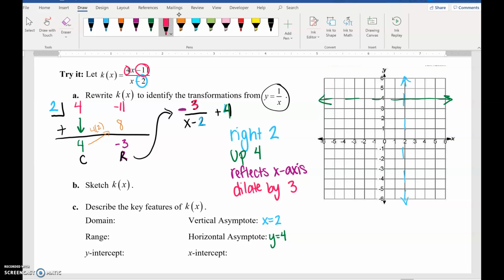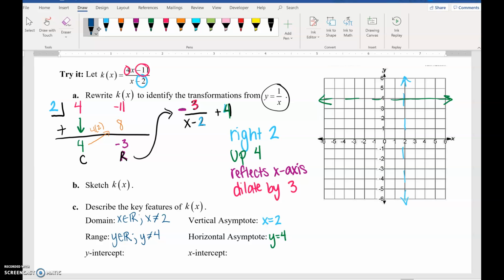Okay, and then domain and range. Remember, domain is all our x values, and I can plug in any x value I want except for 2. So my domain is all real numbers except x cannot equal 2. And then my range is all real numbers, but we can't have it equal 4, so y cannot equal 4.